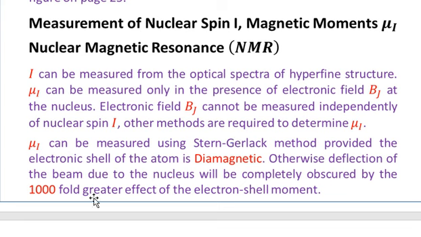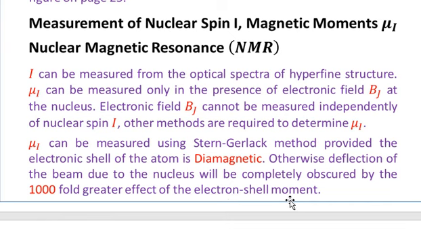Otherwise, deflection of the beam due to the nucleus will completely obscure the 1000-fold greater effect of the electron shell moment. So you see that if the atoms don't belong to a diamagnetic material, then we cannot measure mu I because the splitting or the deflection of the beam due to the nucleus will be completely obscured by the 1000-fold greater effect of the electron shell moment.